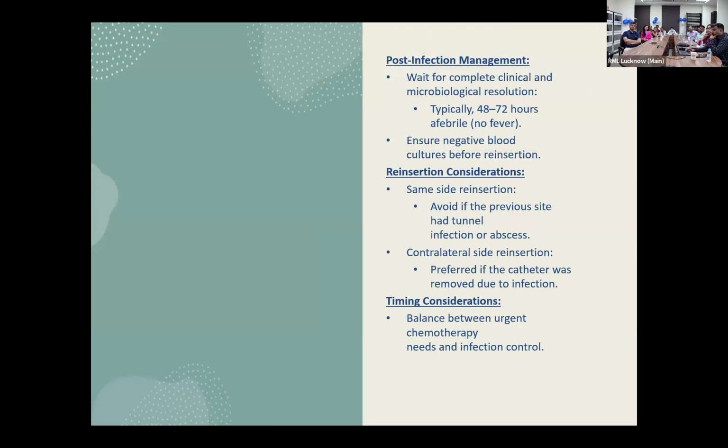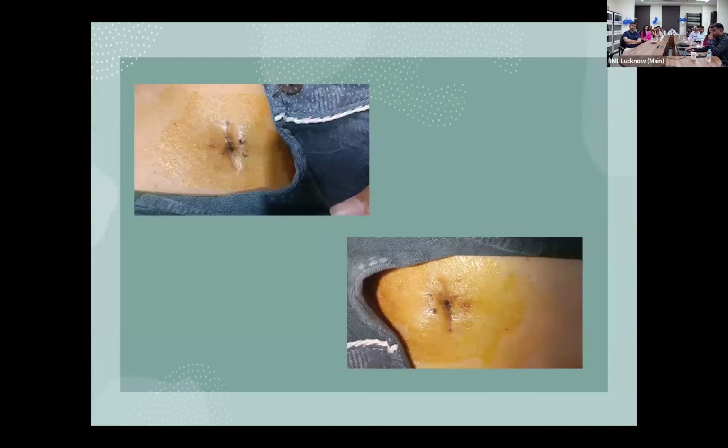Regarding reinsertion considerations, we should avoid same site reinsertion if the previous site had a tunnel infection or abscess. Contralateral site reinsertion is preferred if the catheter was removed due to infection. Timing is a balance between urgent chemotherapy needs and infection control.